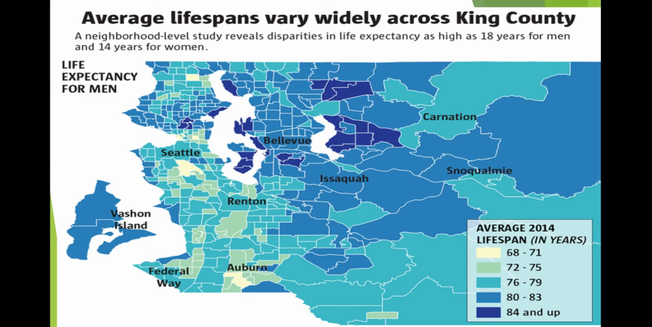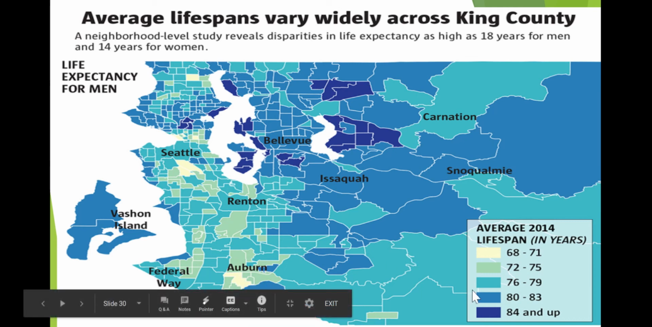And similarly, it's interesting to look within Seattle. So not just within the United States, you can see differences at a local scale as well. This is by neighborhood level, but you can see how much life expectancy is different across Seattle. So you have an area down here. I think this is just for men too. But kind of below Auburn, you have life expectancies that are around 68 to 71. And then you have other areas around Bellevue that have 84 and up.